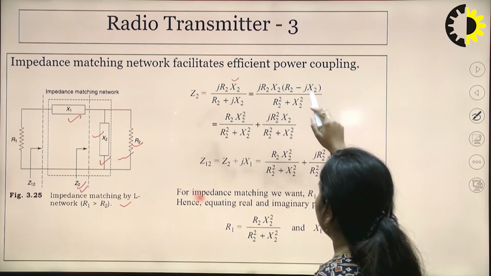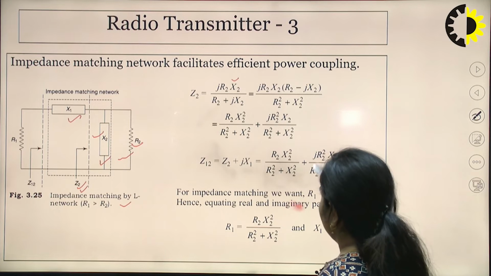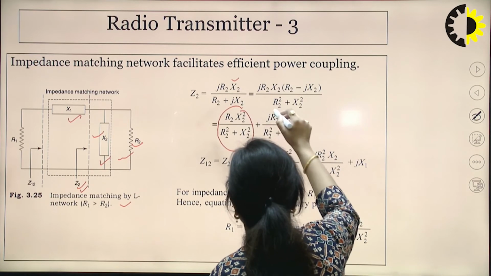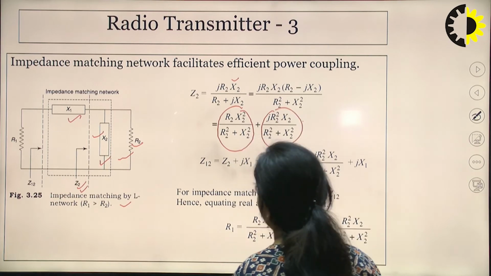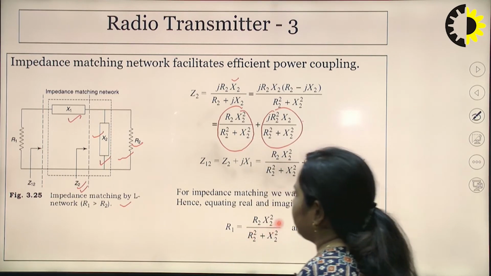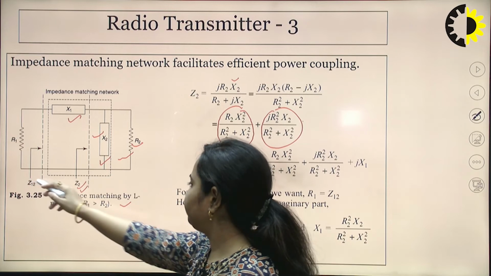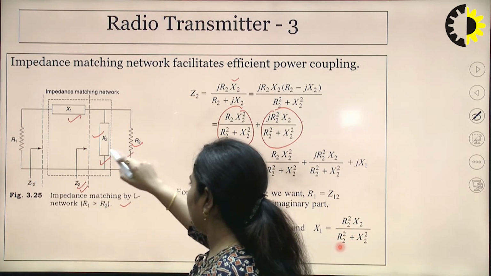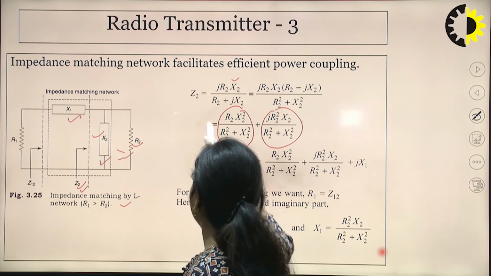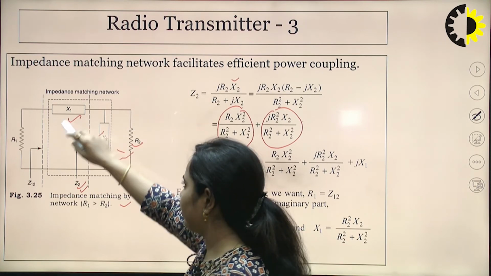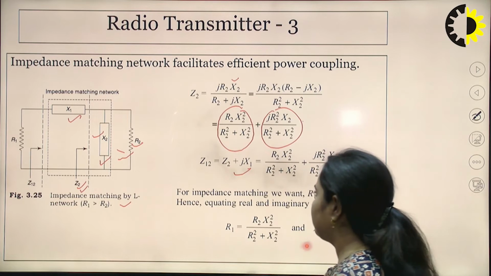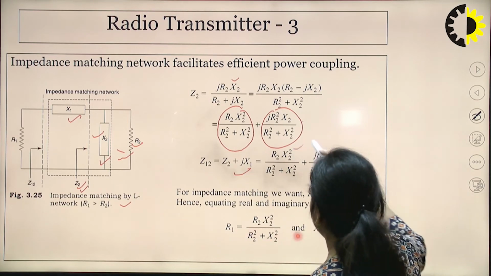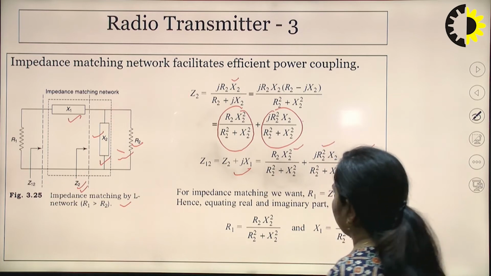You have to just multiply. Then after solving this, we have two terms. The first one is the real term, and this will be the imaginary term, that is Z2. Then Z12 can be calculated as Z2 plus JX1. These two are connected in parallel, which we have calculated as Z2, and X1 is connected in series, so we have to just add it together. So these three terms are there, these two terms are these, and JX1 will be added.